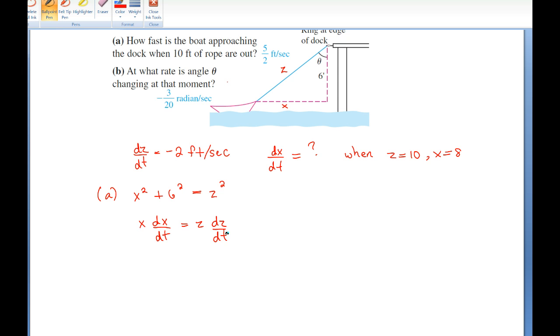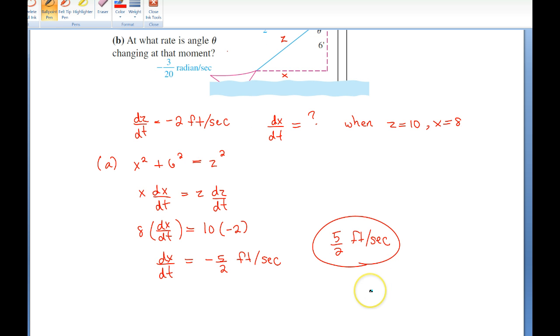So we're going to plug in 8. dx dt is what we're solving for, equals 10 times negative 2, so negative 20 over 8. Again, it asks for how fast. So it does come out to negative 5/2 feet per second. But when it says how fast, it's 2 feet per second.